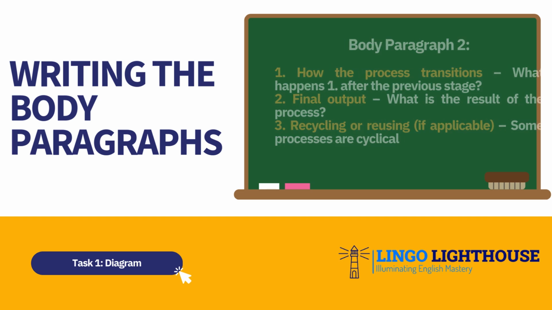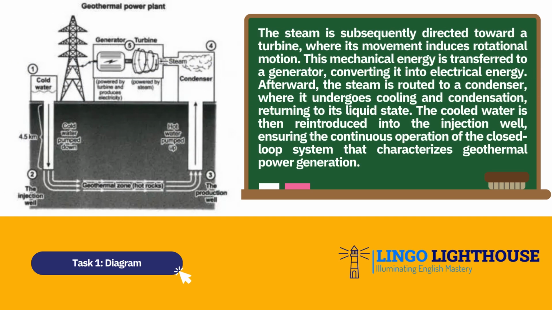For example, the steam is subsequently directed toward a turbine, where its movement induces rotational motion. This mechanical energy is transferred to a generator, converting it into electrical energy. Afterward, the steam is routed to a condenser, where it undergoes cooling and condensation, returning to its liquid state. The cooled water is then reintroduced into the injection well, ensuring the continuous operation of the closed-loop system that characterizes geothermal power generation. This paragraph completes the description of the process.